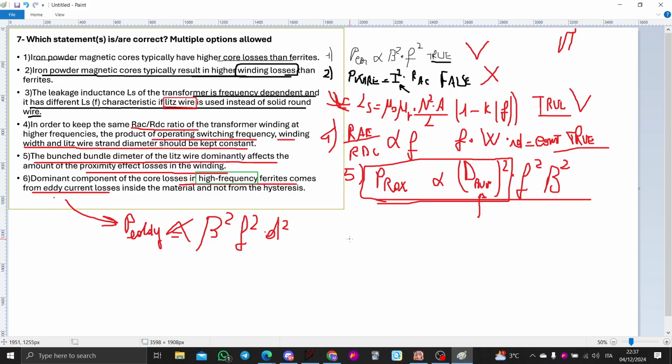And the hysteresis losses, P hysteresis, are proportional to the frequency times B squared. So the hysteresis losses dominate at low frequency.